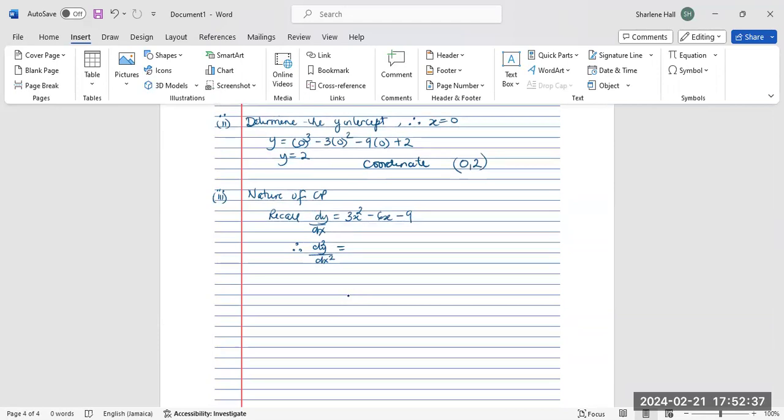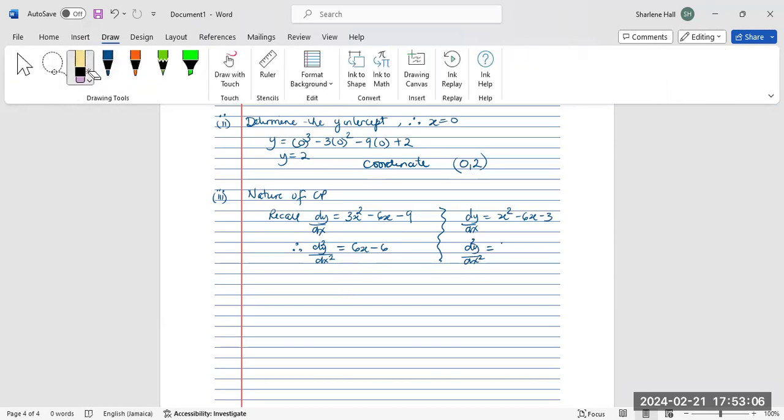So 3 times 2 is going to be 6x minus 6. And if I had used dy by dx as x squared minus 2x minus 3, d squared y by dx squared would be equal to 2x minus 2.